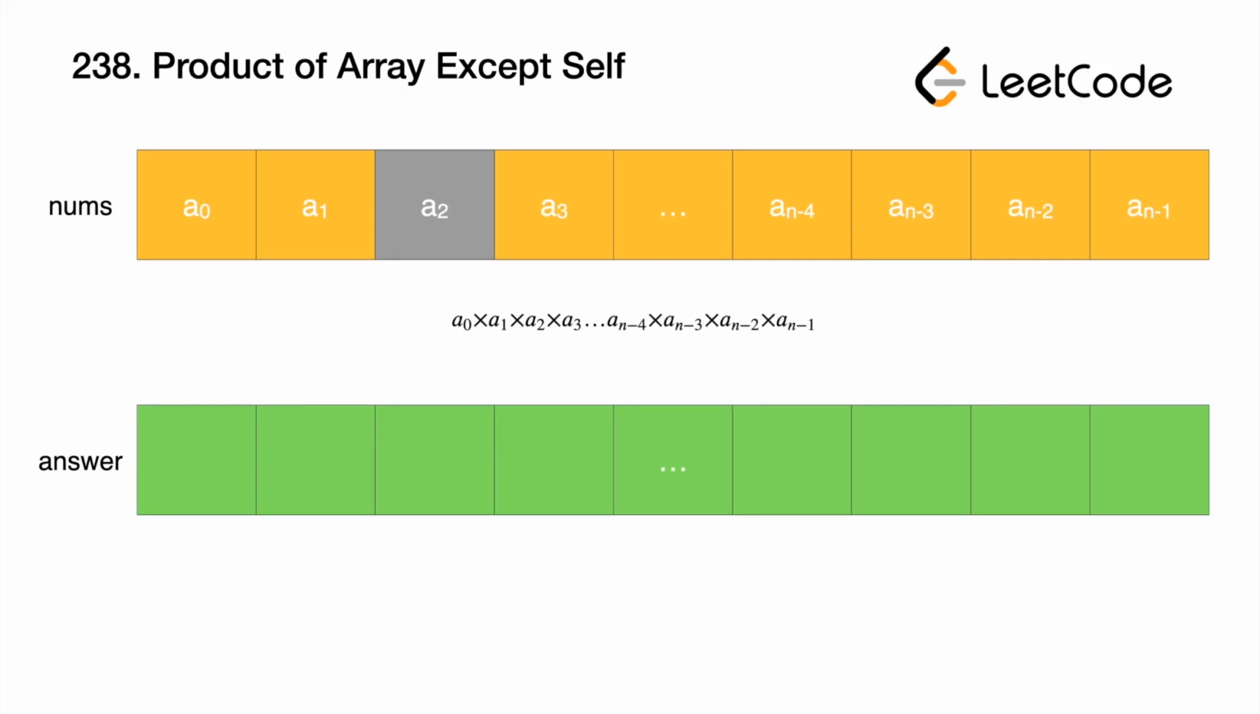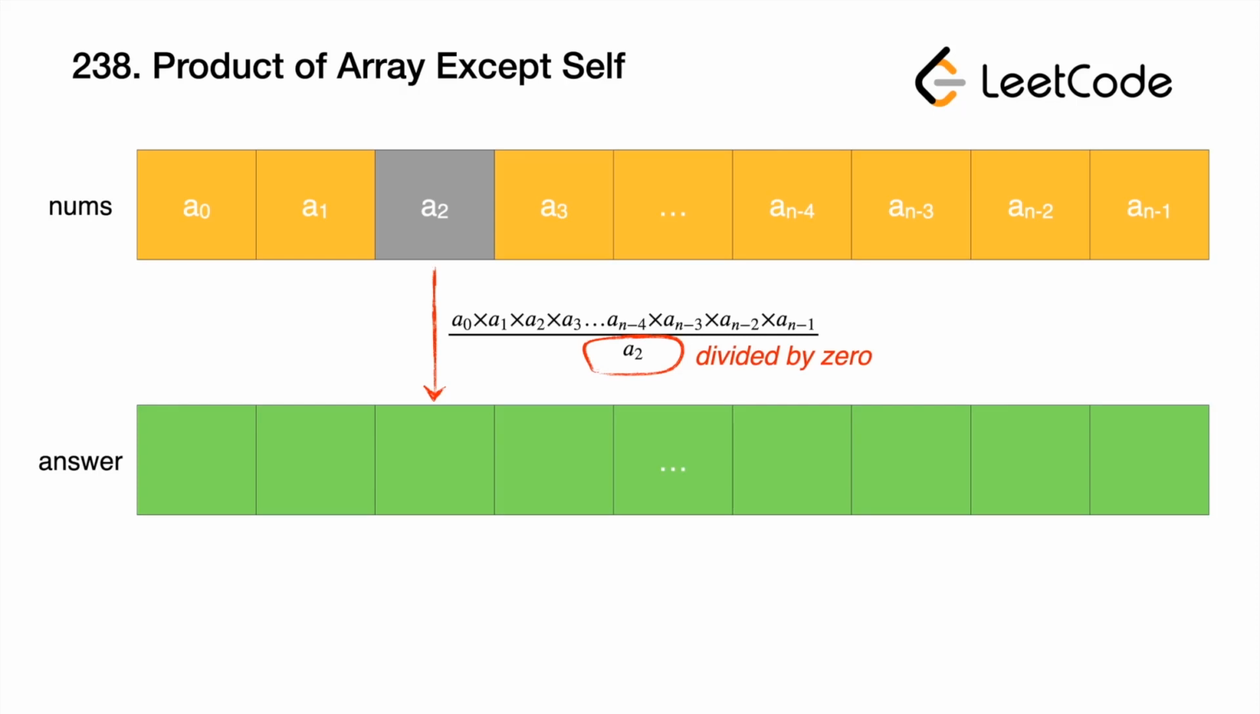We can first calculate the product of all the elements, then take the product and divide it by A2. The result of this division will be stored in the answer array at index 2. However, based on the problem description, the division operation is not allowed to solve this particular problem. Besides, it won't work if A2 is 0, and we'll get a divide by 0 exception.